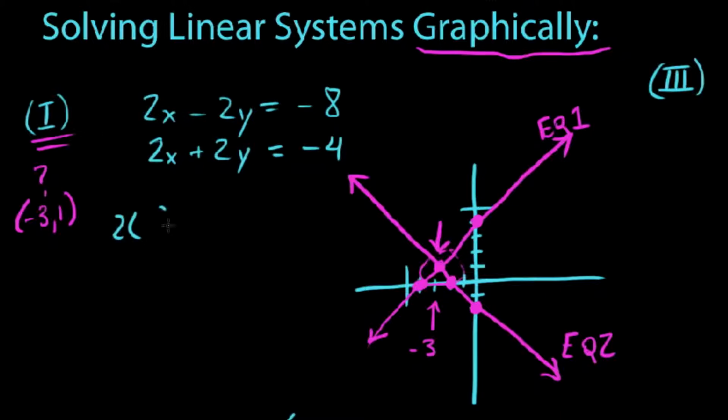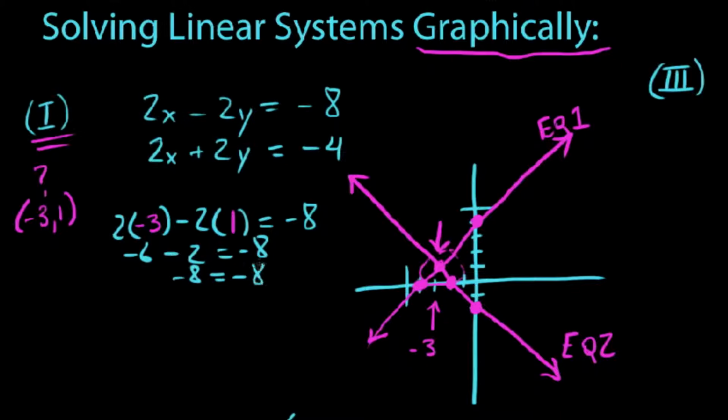We say 2 times x minus 2 times y equals negative 8. If I plug in now negative 3 and a positive 1, we get negative 6 minus 2 is negative 8 in our first equation. So negative 8 equals negative 8. So this works. We can put a check mark here, showing this is a valid solution to the first equation. It works in that. We now need to check the second equation.